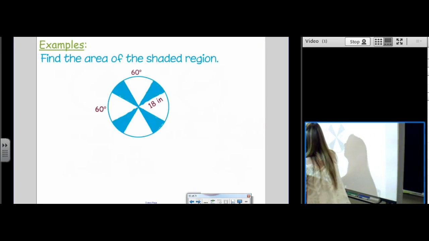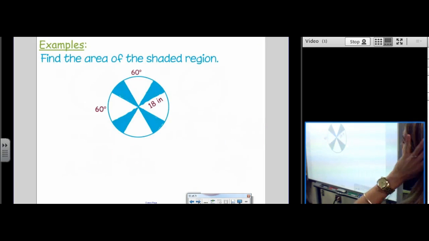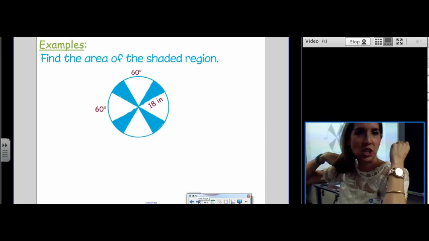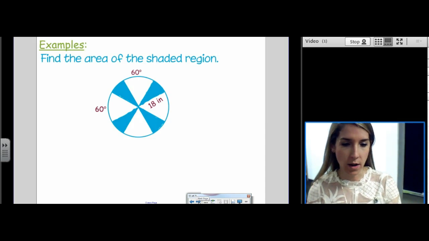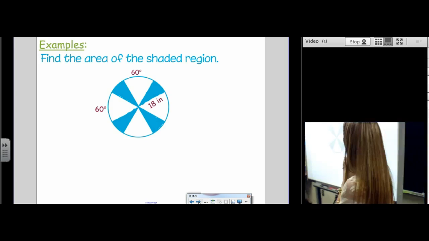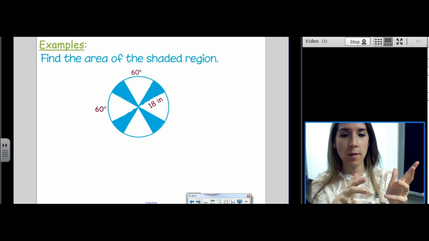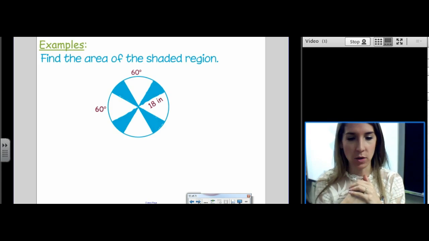Okay, let's try this fun one. Kind of looks like a radioactive symbol or something. Find the area of the shaded regions. Okay, regions, depends on how you look at it. I'm going to give you all time to think about it before I start working it. So there's a few ways to approach this problem. We could find the area of just one of those sectors and multiply it by 4, or we could just add up the angles and not have to multiply anything.